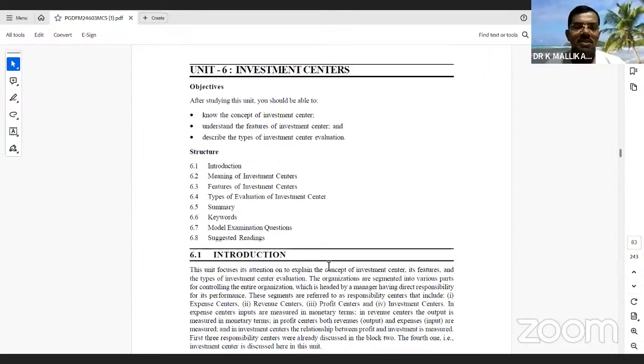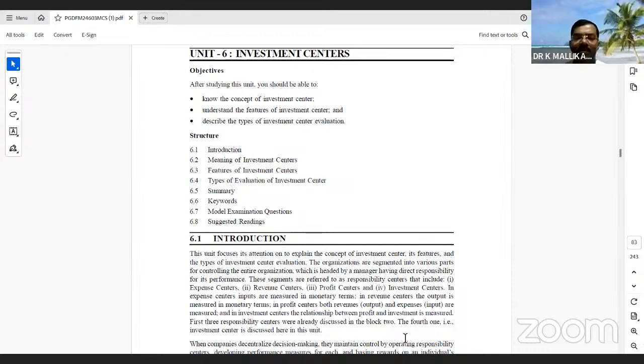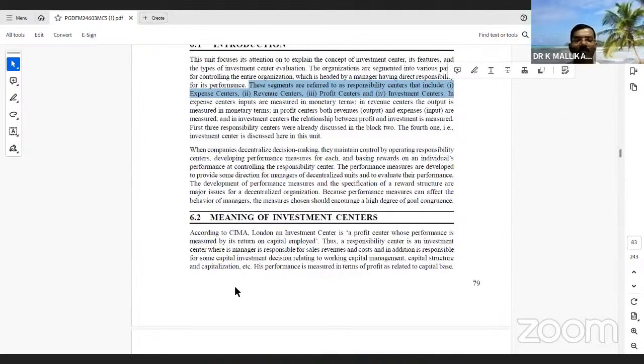What is investment center? In this unit, we are going to discuss the meaning of investment center, the features of investment center, and different types of evaluation of performance of investment centers. How to evaluate? What are the methods to evaluate investment center? In the previous session, we discussed a few topics like expense center, nothing but a cost center, revenue center, profit center, responsibility center. So today, let's see the meaning of investment center.